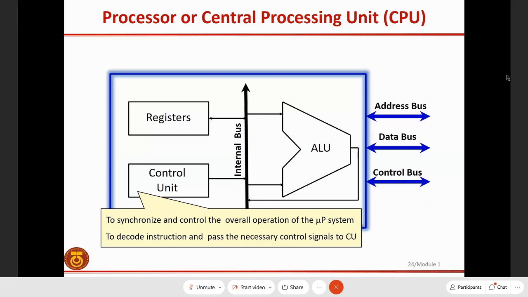Why is it necessary to have the instruction? And where does the instruction come from? We need to know this. So the keyword here is decode instruction.